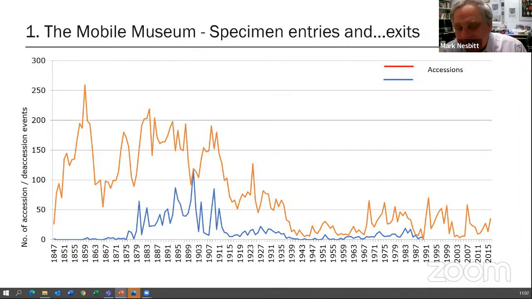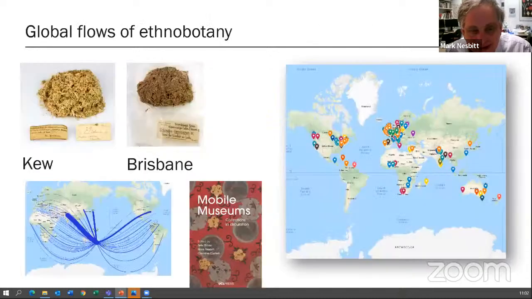And this element of museums taking things in and sending them out again has really only been quite recently worked on by historians. And we discovered during this project that there's similar work going on with archaeology museums, for example. So we were able to meet. This map here shows the museums around the world, overall several hundred, that Kew sent material to.